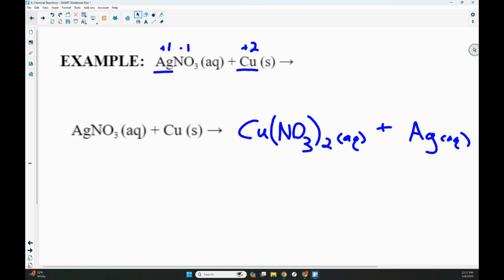So what did we just do here? Because I want you to kind of know the steps. Step 1, from page 37, we looked at the activity series and determined if a reaction is going to happen. And since copper is higher up on the activity series, there is going to be a reaction. There's going to be a switch. There's going to be a dance partner stolen. All right. So then we go ahead and do the switch.